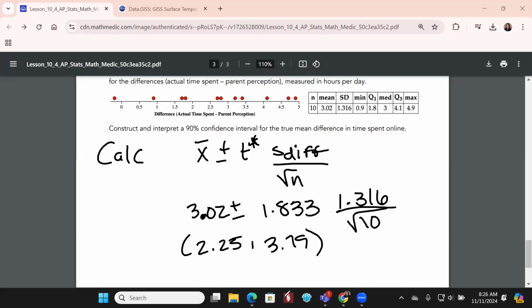So the conclude part is we are 90% confident that the interval from 2.25 to 3.79 captures the true mean difference in time spent online. Since it's positive, what does that mean? So the actual time is greater than what the parent perception is.